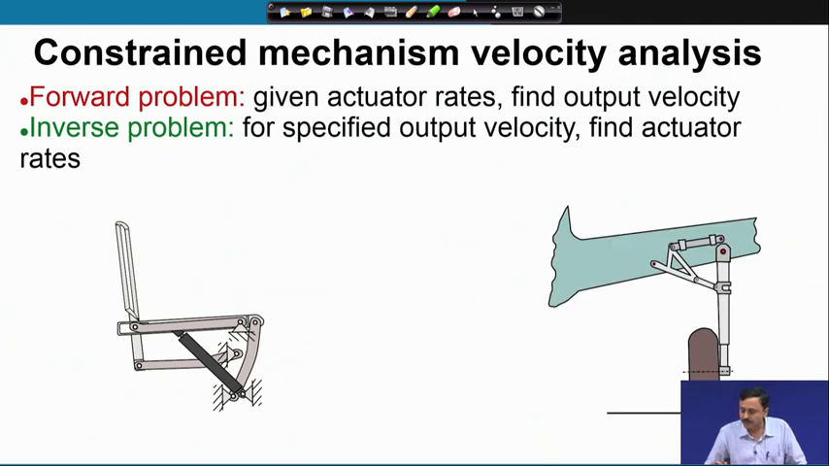and also for the aircraft landing gear. If I am given the velocity of retraction, what should be the expansion rate of this actuator is the inverse velocity problem.